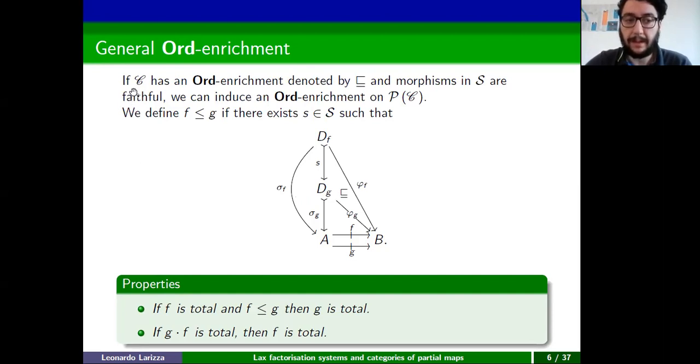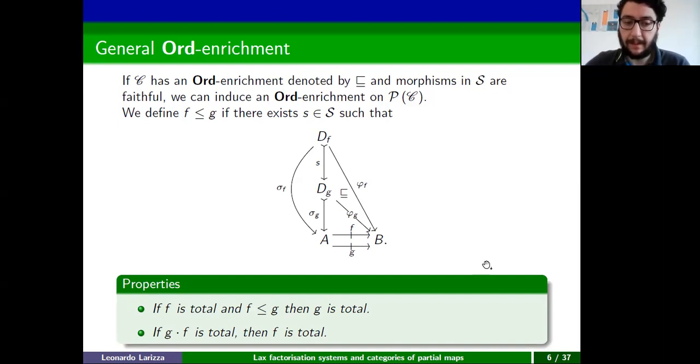We may also give a different notion of order enrichment. If we consider a category C which is order enriched as well, with this order relation compatible with composition, and morphisms in S are faithful, then we give the following definition of order enrichment. We have a two cell going from f to g whenever there exists, again, an arrow in the class S, such that the domain component is still commutative in the diagram here, while on the function component we only require a directed two cell in C.